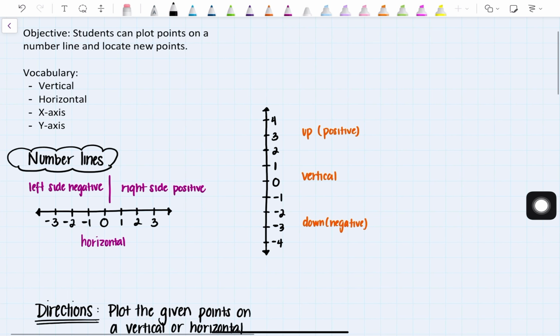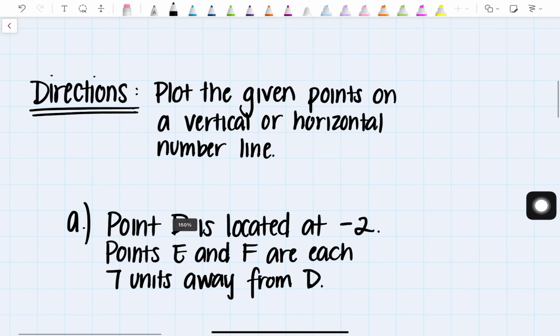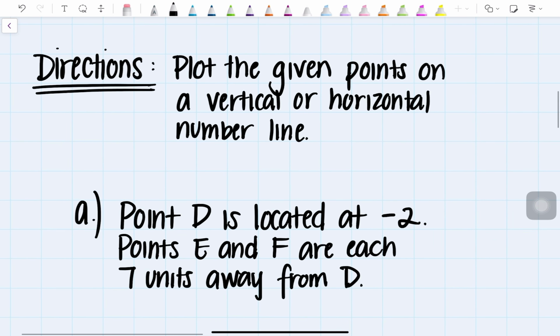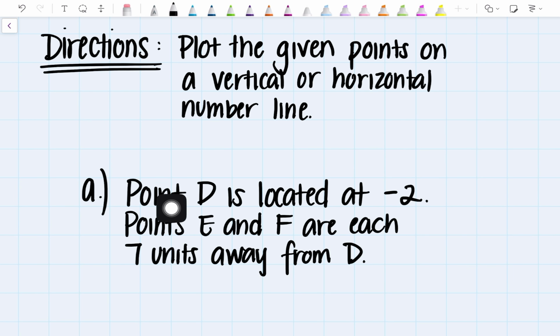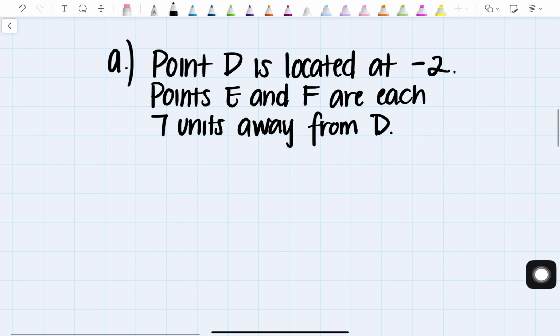So let's take a look at the following. Let's write the directions down. I want to plot the given points on a number line, a vertical or horizontal number line. So we have point D, which is located at -2. We also have points E and F, which are each 7 units away from D. I'm going to start off with the number line here.